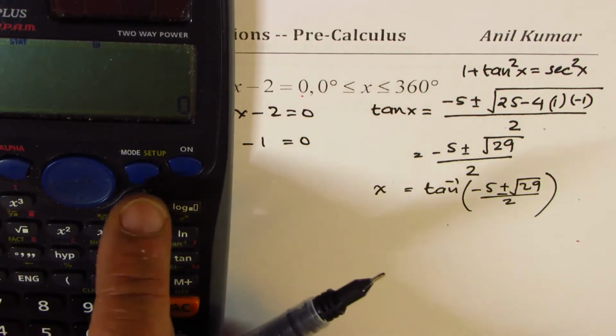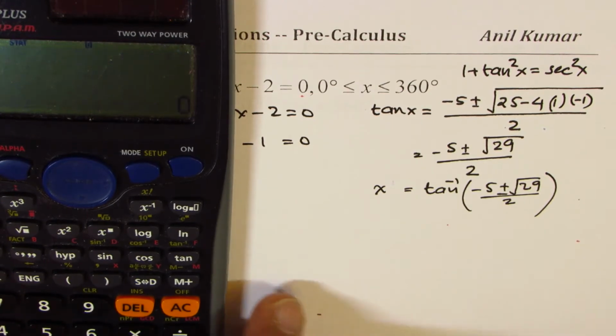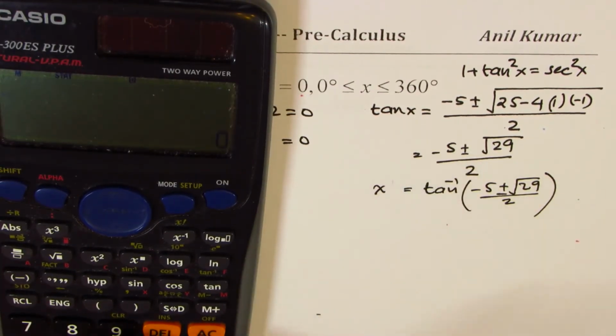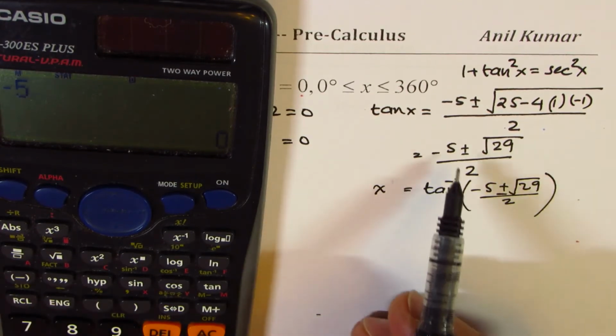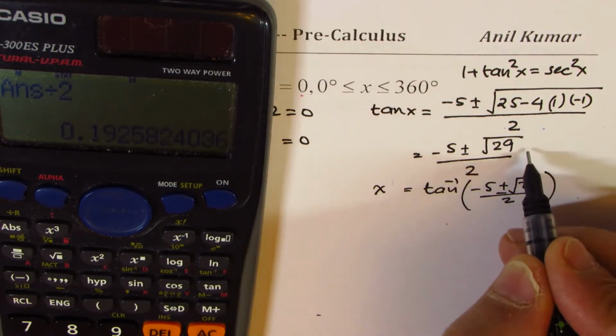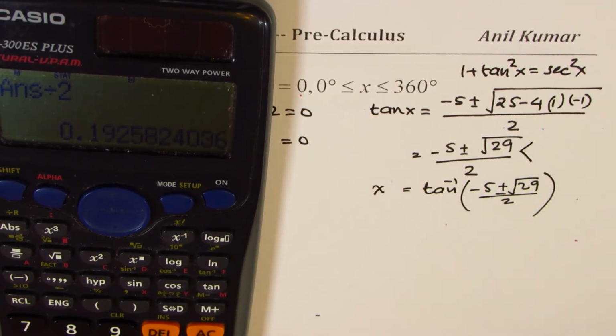So let me change the mode to degrees now. Earlier we found in radians. So let's calculate this first. So what we have here is minus 5 plus square root of 29 is equal to, and then we are dividing this by 2. And that is equal to, so there are actually two values. It's better to write these values first.